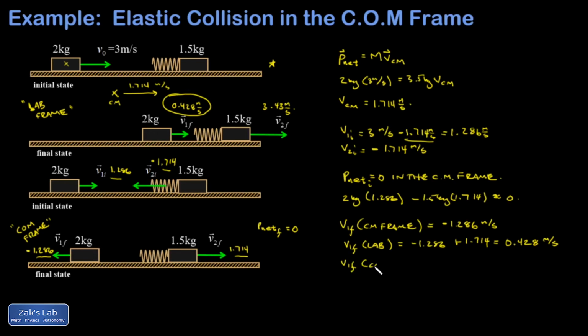V2 final in the center of mass frame is 1.714 meters per second. So V2 final in the lab frame is going to be 1.714 plus 1.714. Again, we're adding that center of mass velocity to get back to the lab frame, and I get 3.43 meters per second, which also agrees with what we got using all that horrible algebra.